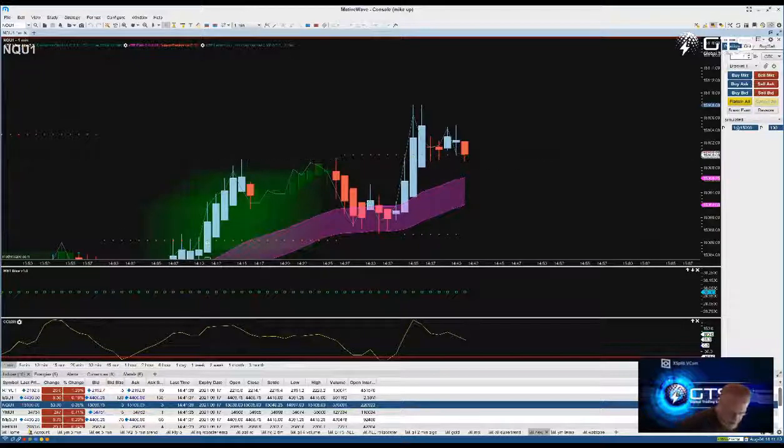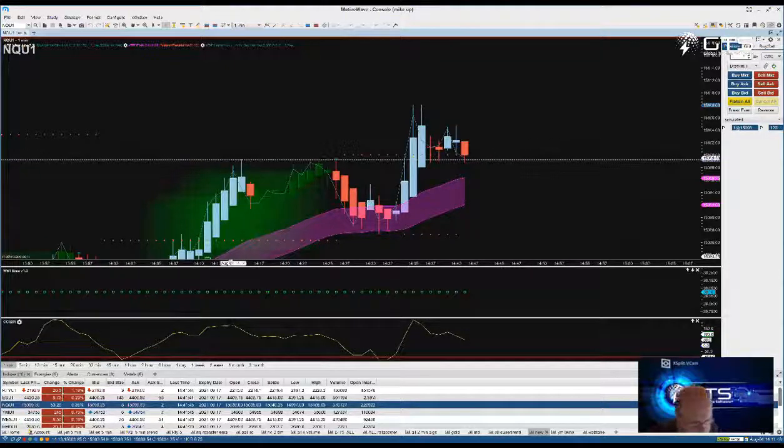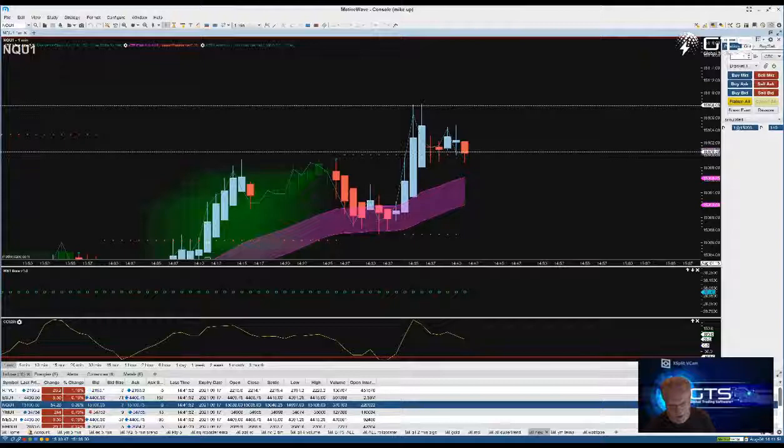Yeah, and that's what I was thinking too. On the gold, yeah. So I think this one here is just about trying to get itself out of here. 108 is where it's trying to go, right there.